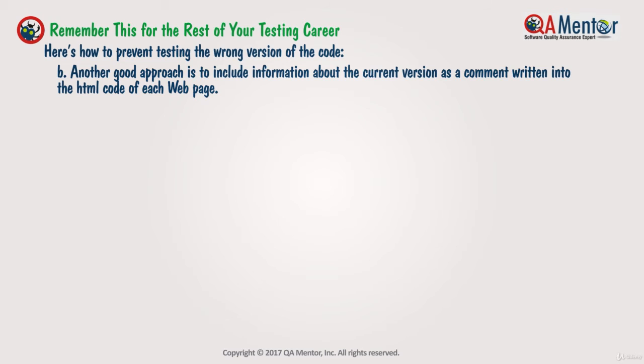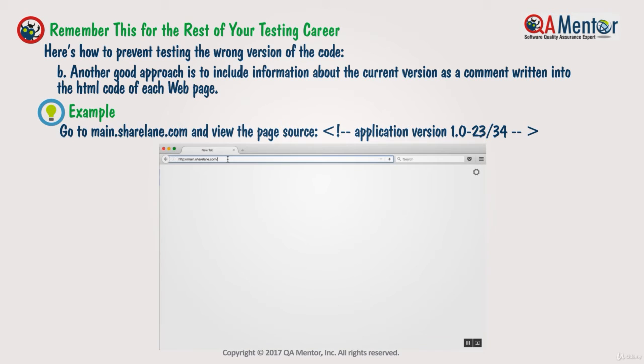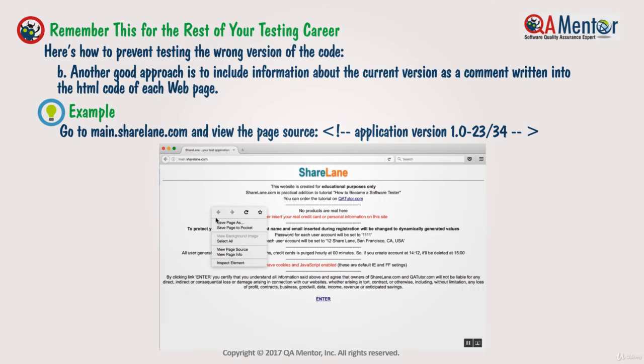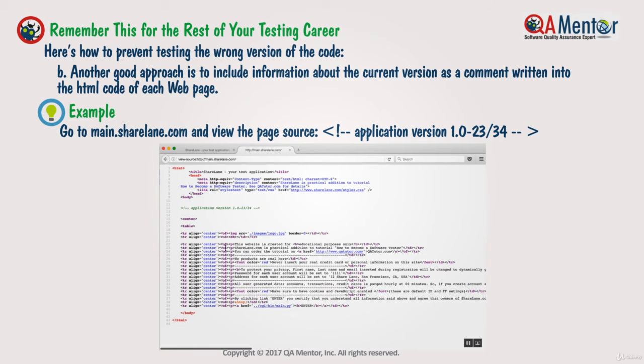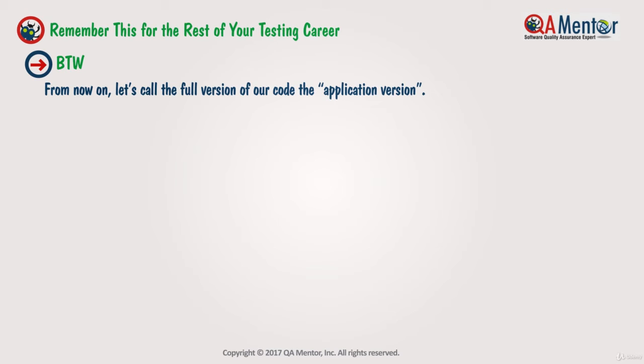B. Another good approach is to include information about the current version as a comment written into the HTML code of each web page. Example, go to main.sharelane.com and view the page source. You can find application version of Sharelane looking into HTML of any web page on main.sharelane.com. Exception is test portal pages. By the way, from now on, let's call the full version of our code the application version.